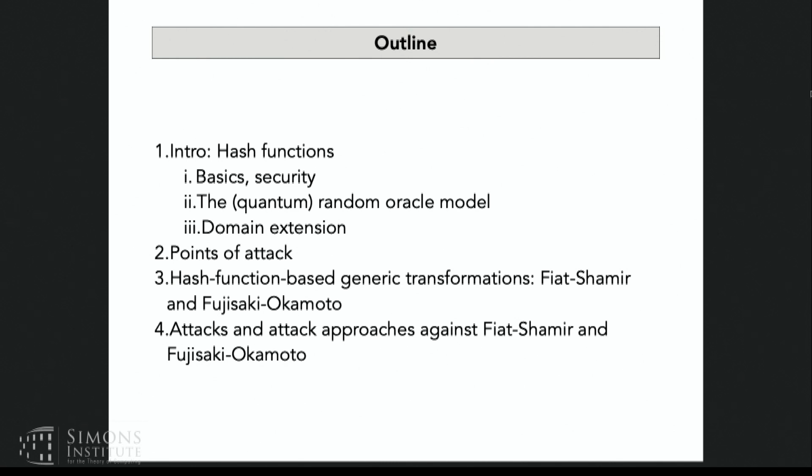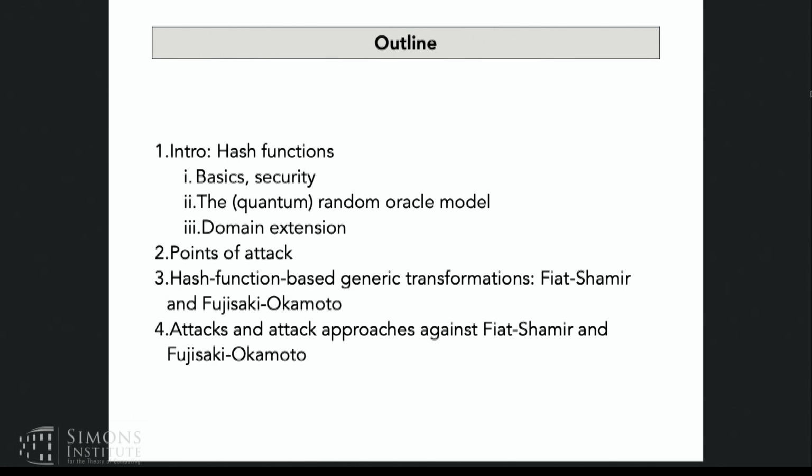So here's an outline. I will start by introducing hash functions. This is a mixed audience of quantum algorithms people and cryptographers, so I don't want to assume too much. I will thoroughly introduce what a hash function is and its security properties, then quickly talk about the so-called random oracle model or its quantum variant, and also give an idea of how hash functions are actually constructed.